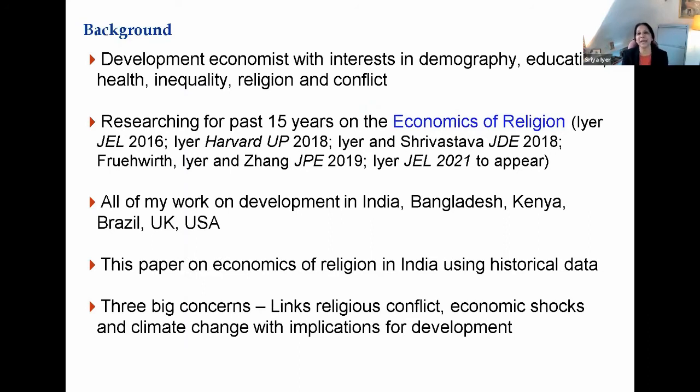But this particular paper on the economics of religion uses historical data, and it is a first foray for myself and Anand and Rohit into a paper in economic history. Though it's a paper in economic history, it is actually talking about three big concerns of great relevance for contemporary development economists as well, because it links religious conflict, economic shocks, and climate change.